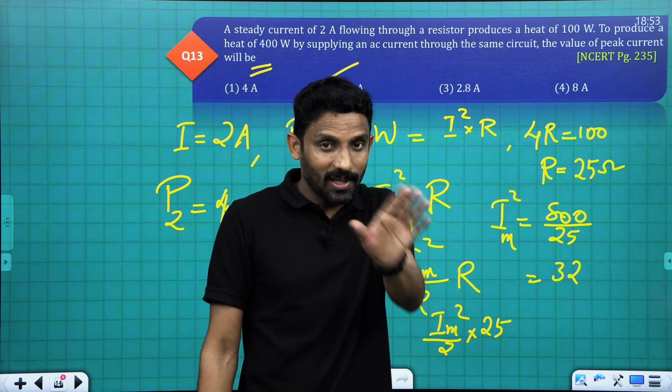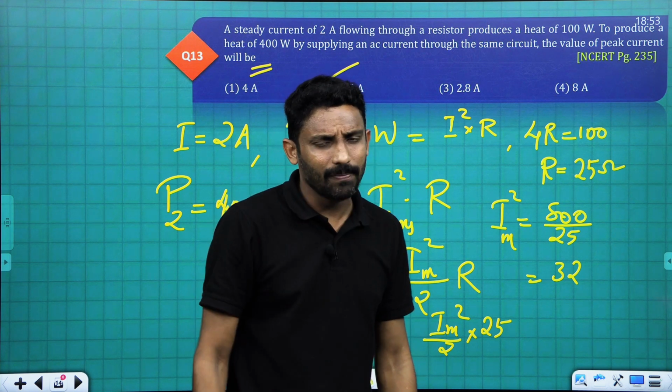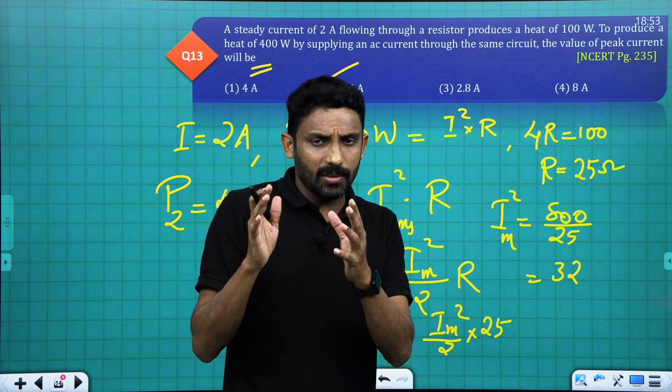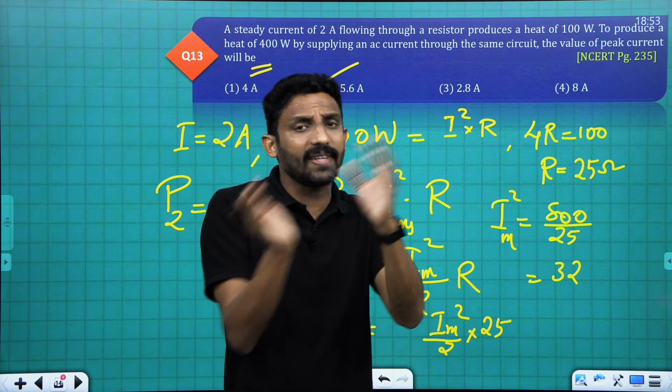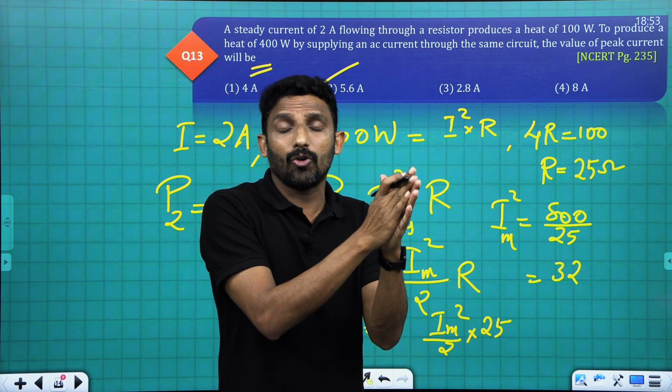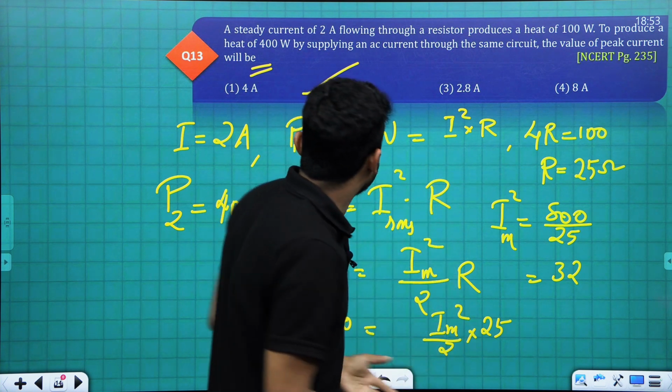You understood it already, because this value is between 25 and 36. That's why the answer will be between 5 and 6.